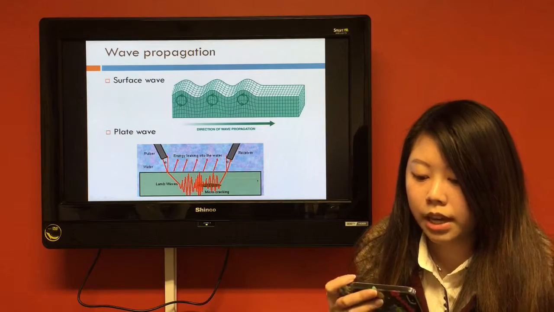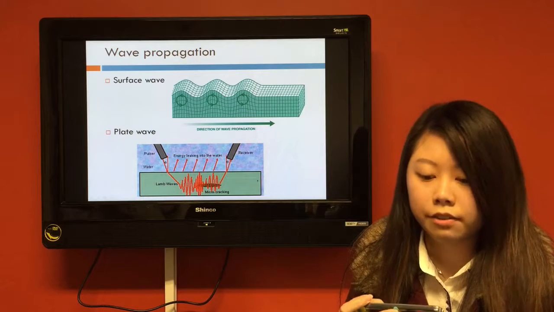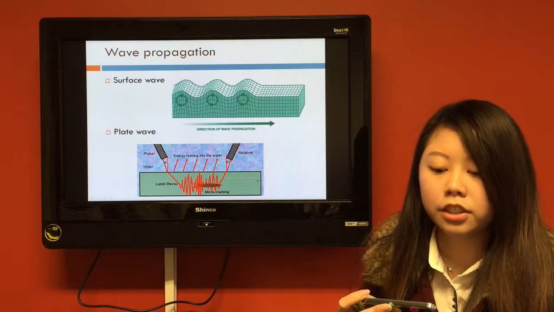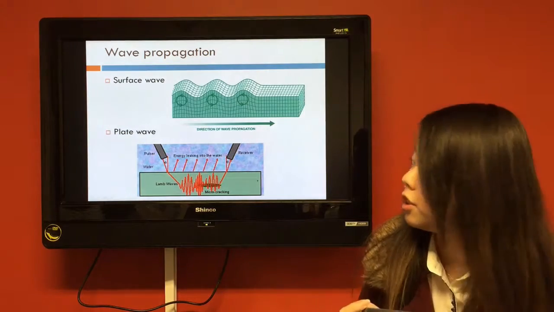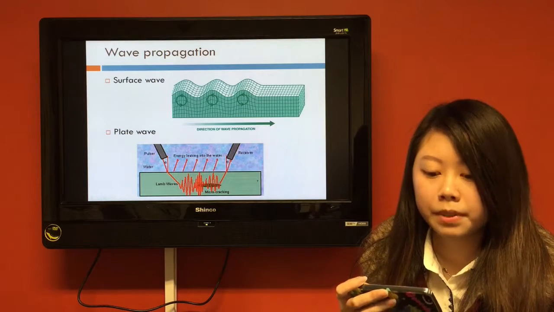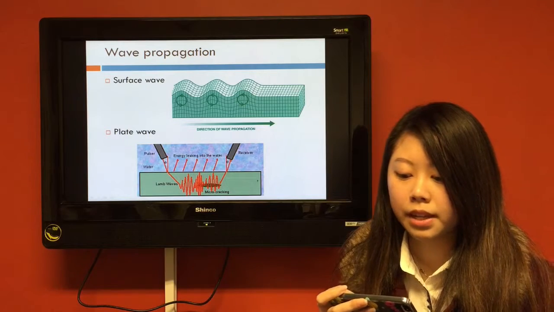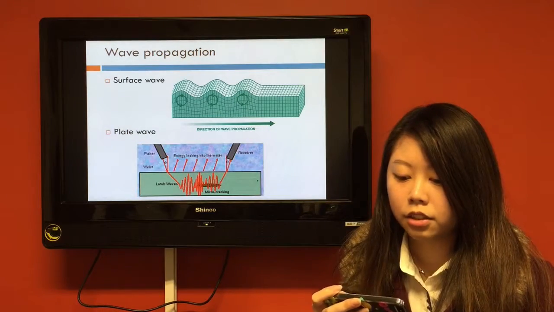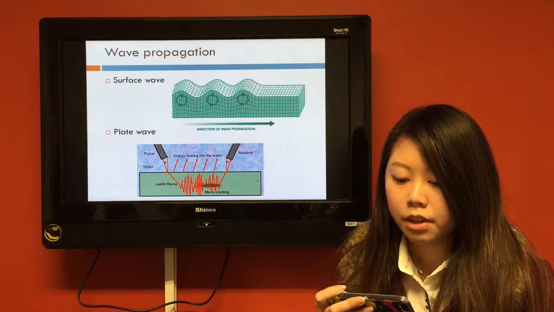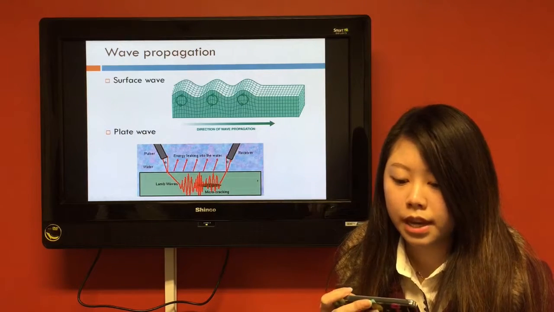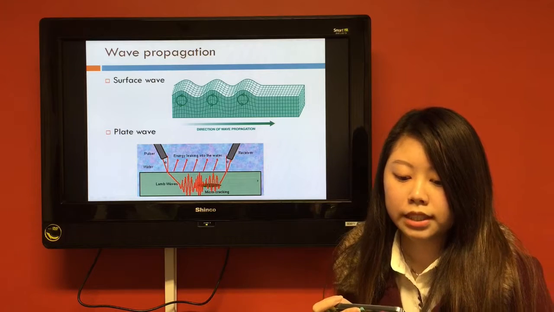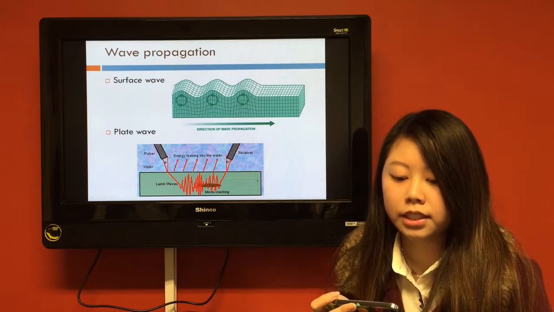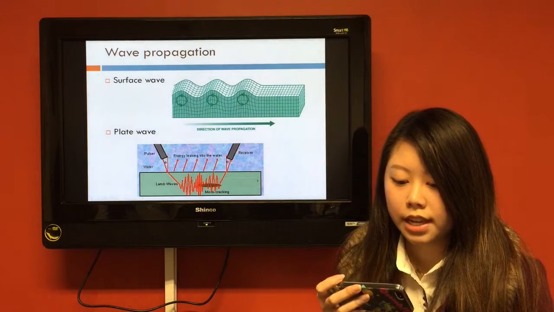For the surface wave, the particle motion is elliptical and the ellipse major axis is perpendicular to the direction of propagation, and it propagates parallel to the surface. For the plane wave, it is also called lamb wave. Plane waves are similar to surface waves, which have a particle motion that is elliptical and the direction of wave propagation is parallel to the surface.